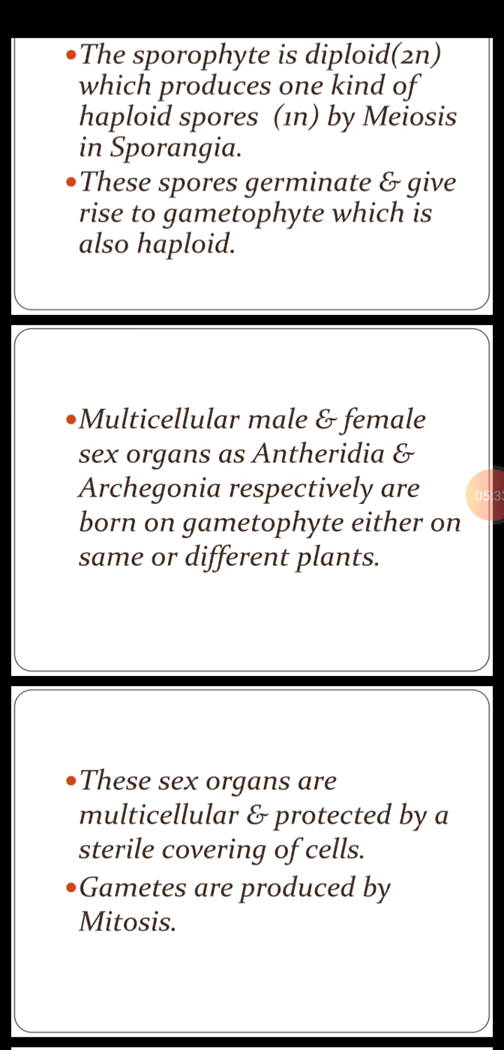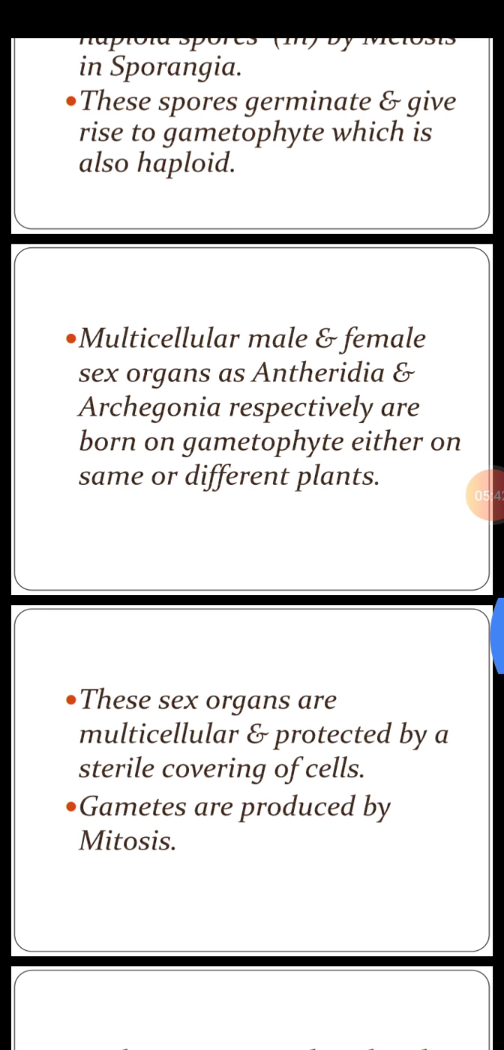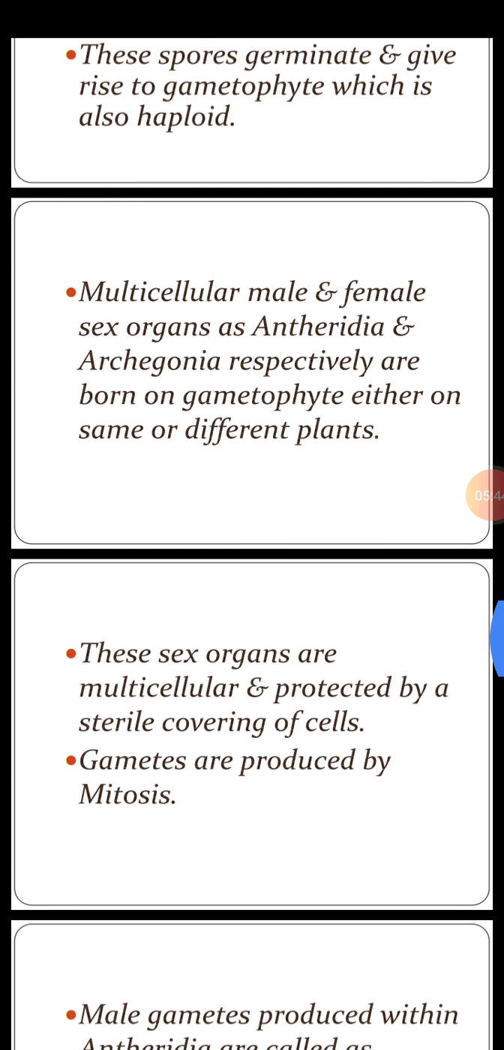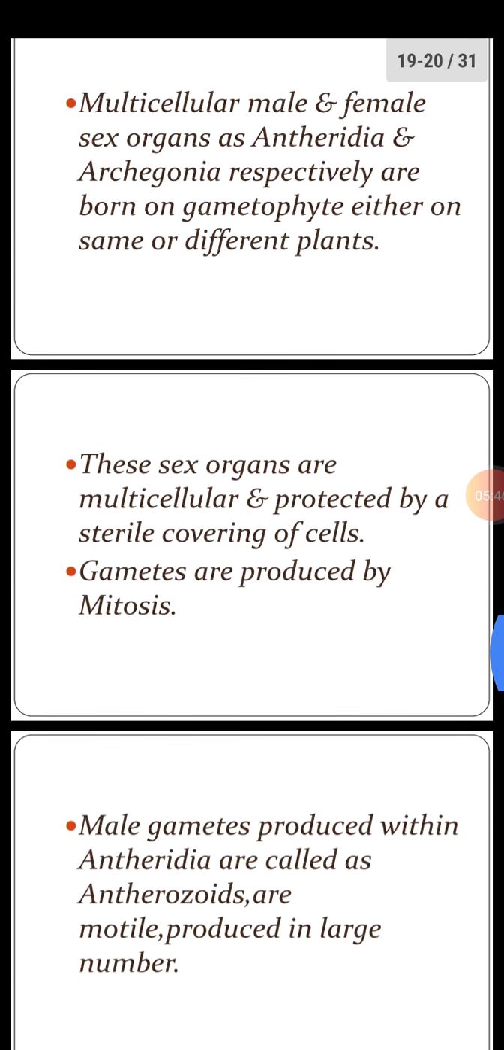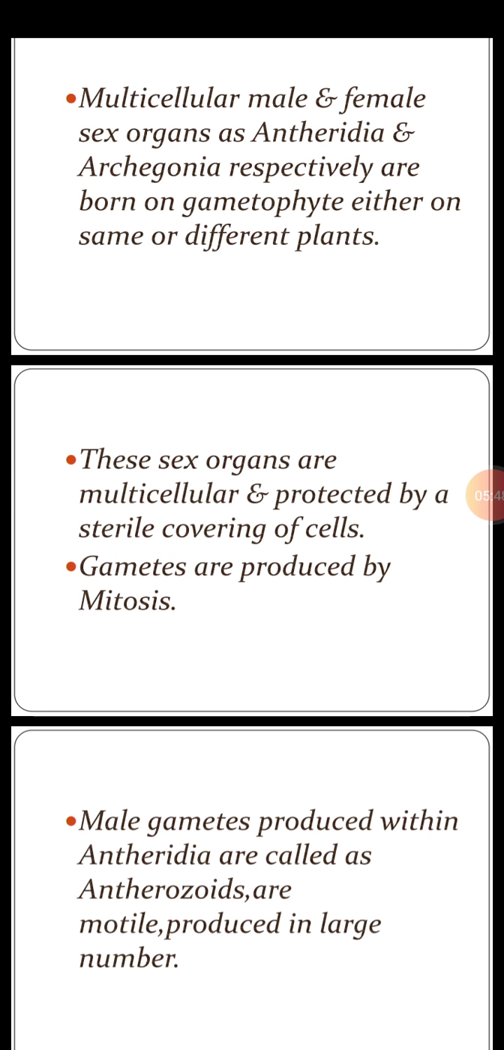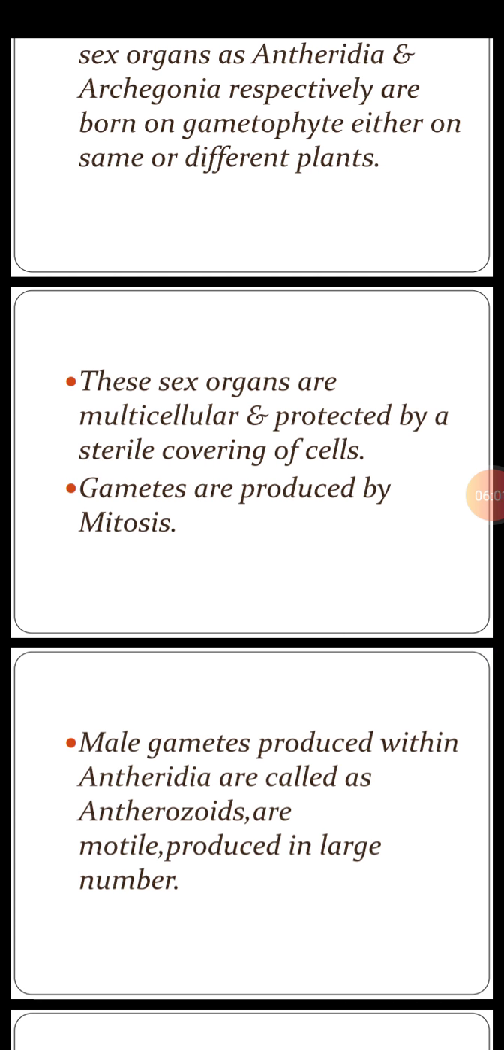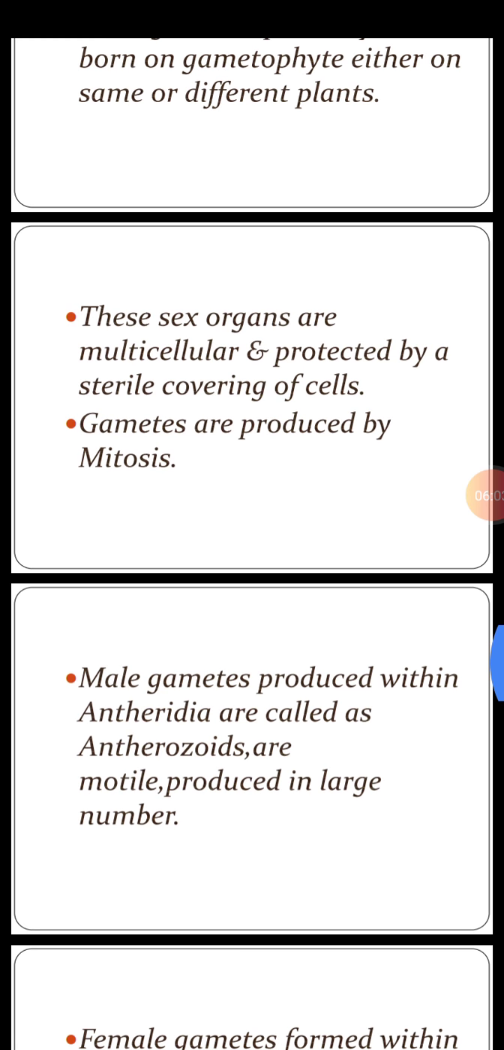Multicellular male and female sex organs are present. Male sex organs are called antheridia, female sex organs are called archegonia. They are borne on gametophyte, either on the same or on different plants. These sex organs, antheridia male and archegonia female, are multicellular and they are protected by a covering of cells which is sterile, that is non-reproductive. It is not involved in reproduction. Gametes, male and female sex cells, are produced by mitosis.